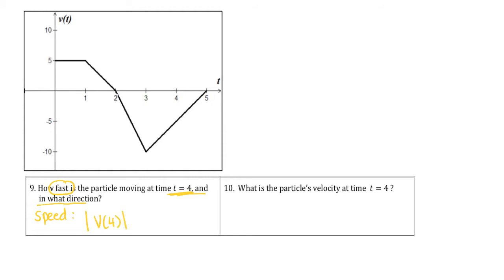Okay, so let's go over here. Let's find our point at 4. It looks like we're over here at -5. So this is going to be the absolute value of -5, which is going to give us +5. So there's how fast we're going. Now the direction that we're going, notice velocity was negative, so we are moving negatively, or we're moving to the left.